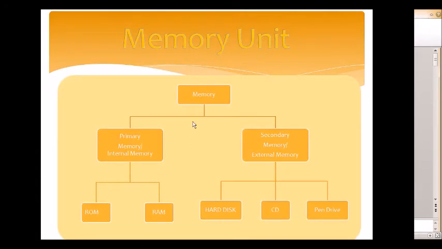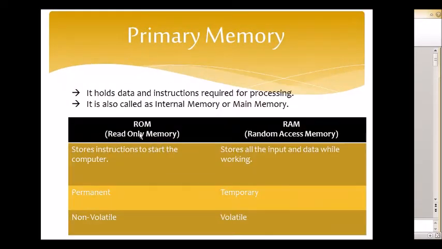See, there are two types of memory. One is primary memory and the second one is secondary memory. Primary memory is also called internal memory because it is inside the CPU, inside the computer. And secondary memory is also called external memory, which we are adding. So we'll talk about primary memory. There are two types of primary memory. They are ROM and RAM.